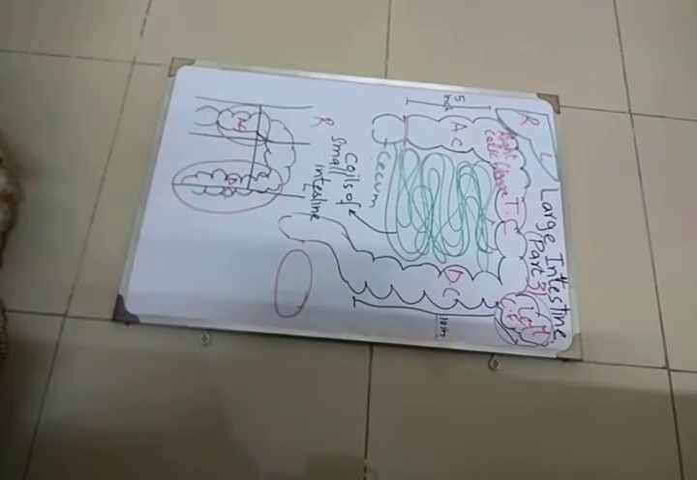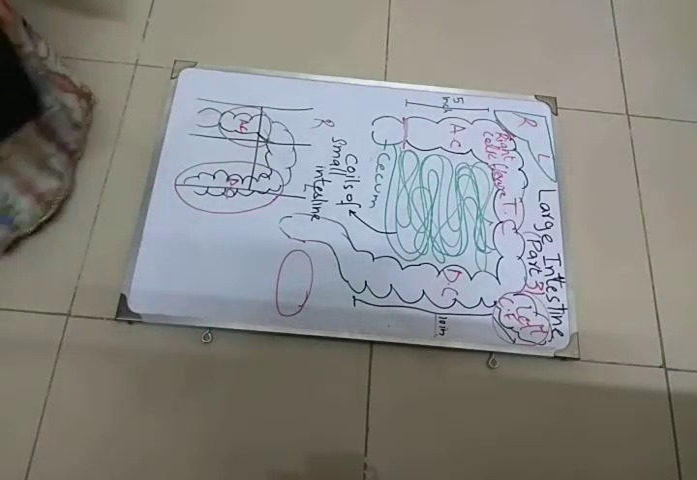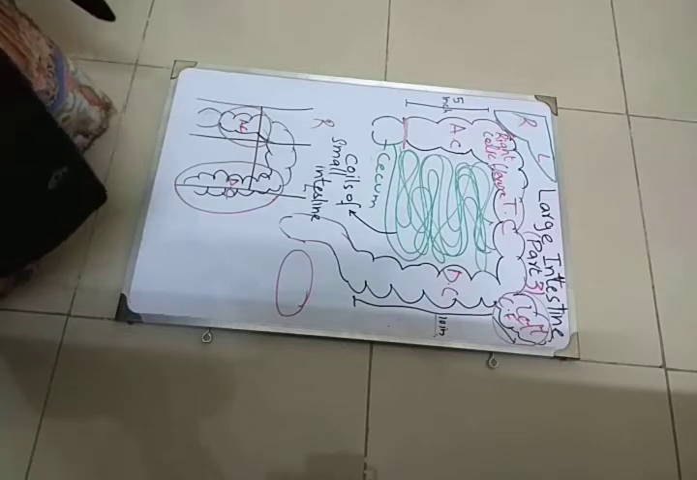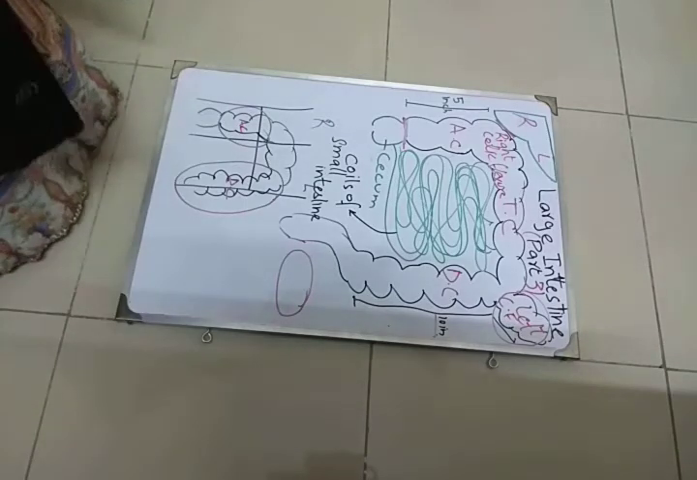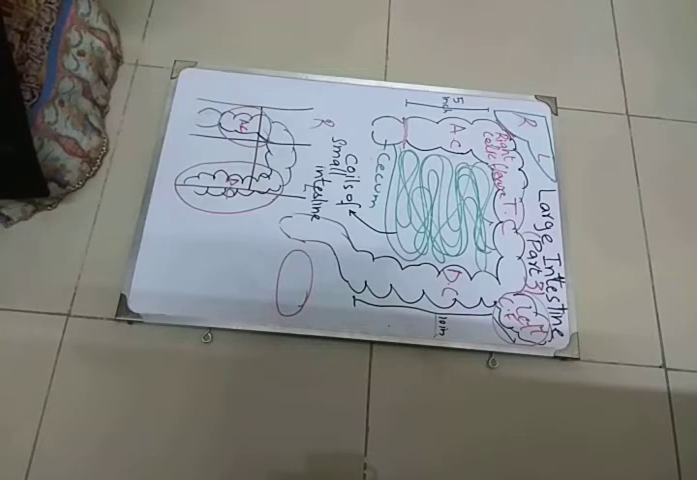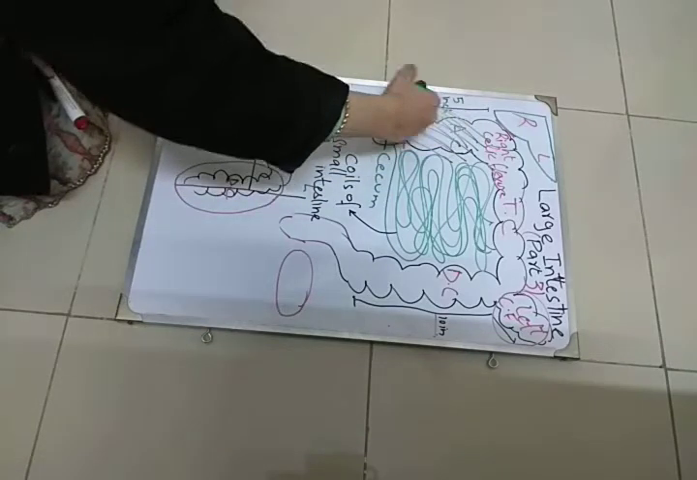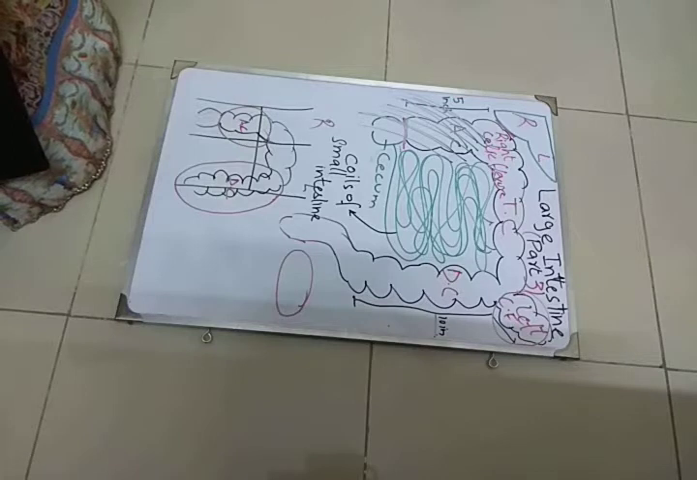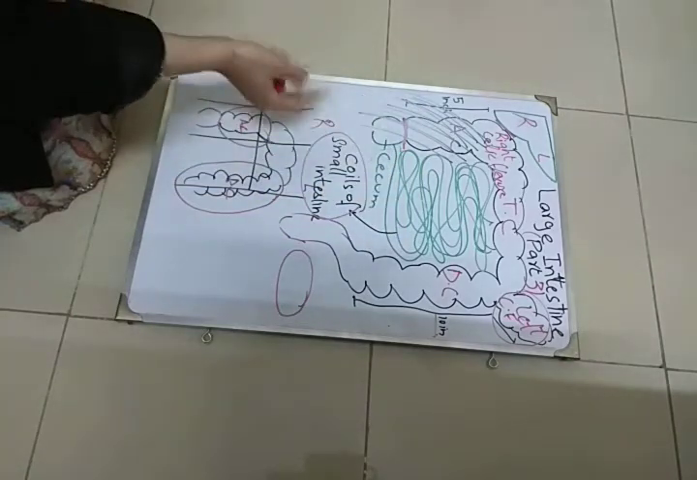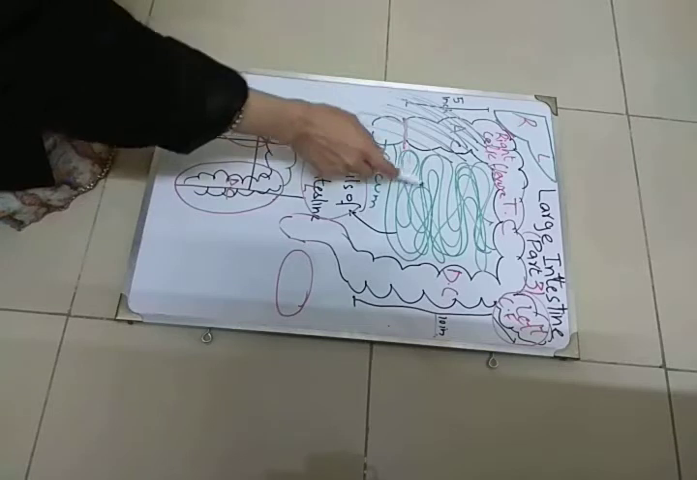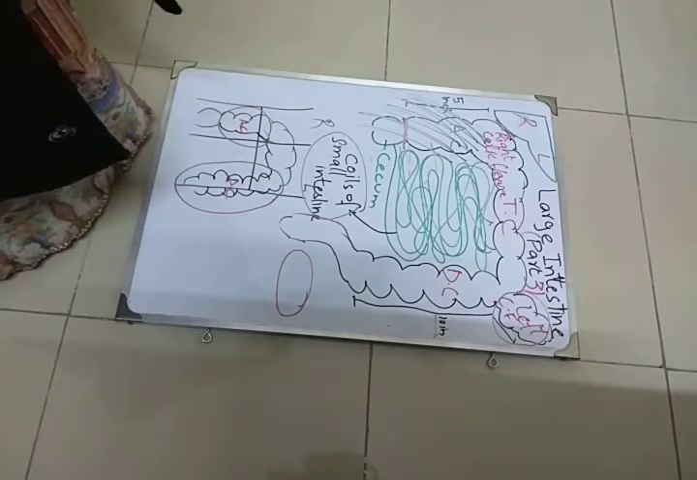Okay, so now we will discuss its relations. First, the anterior relations of the ascending colon. Ascending colon anteriorly has the anterior abdominal wall. Then it will have the coils of the small intestine. As you can see over here, these are the coils of the small intestine, and they are coming anterior to this ascending colon. Also, ascending colon anteriorly has the greater omentum.